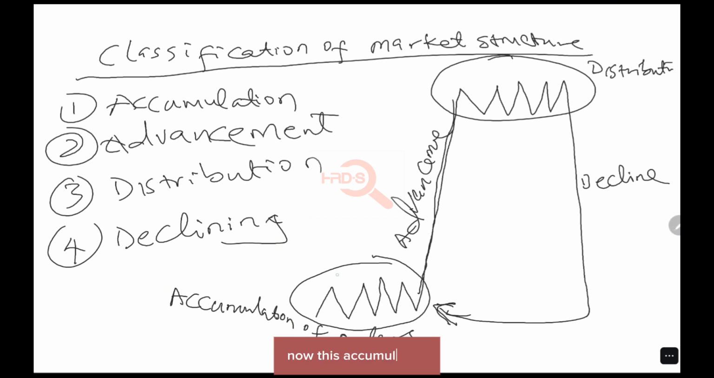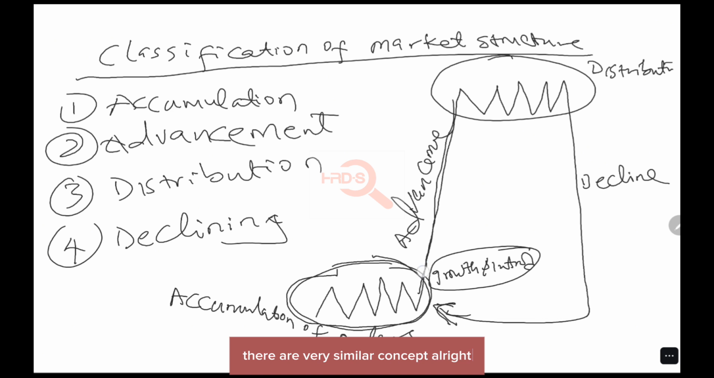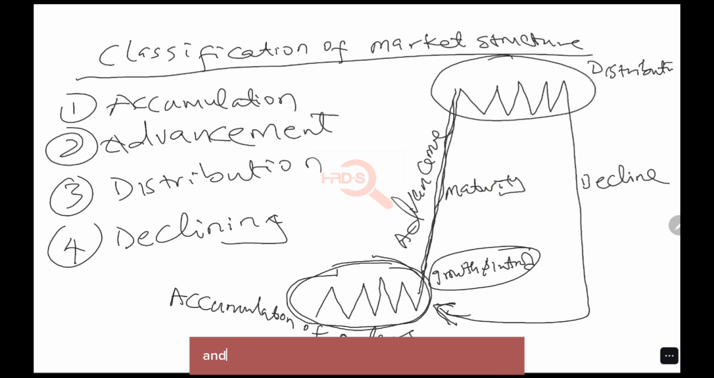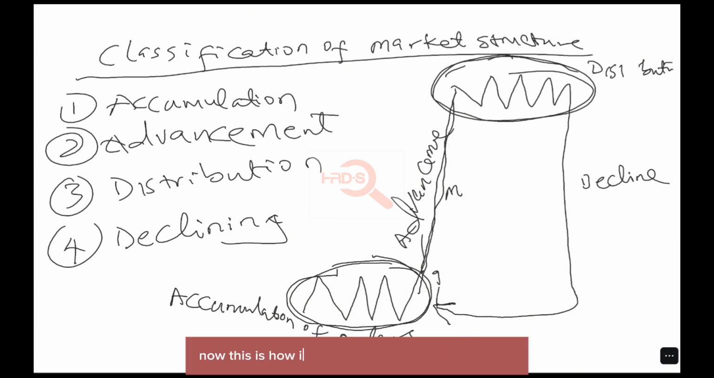Now this accumulation, as in product life cycle, comprises of growth and introduction. All right, they are very similar concepts. The advancement stage comprises of the maturity in product life cycle, and then this distribution is when decline is ready, and then the decline stage as we saw in product life cycle. All right, but this is how it works.